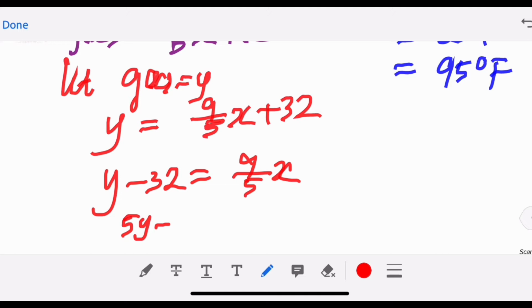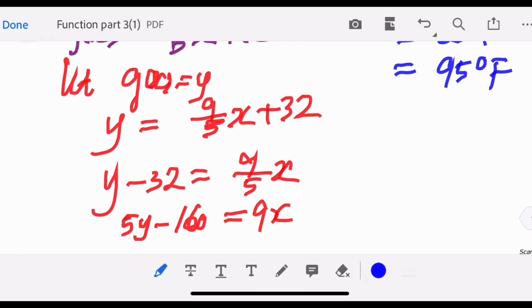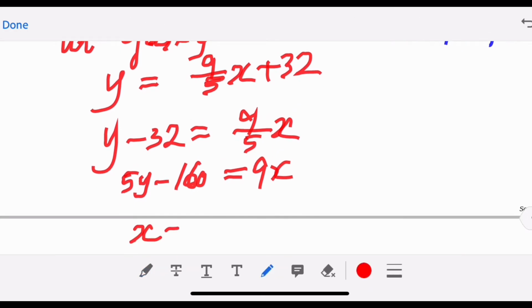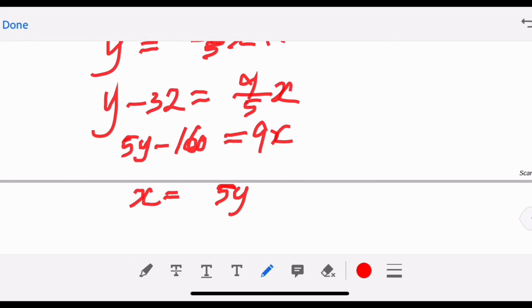Okay, you actually have to simplify to the simplest form. Okay, 5y minus 160, right? Then is equal to 9x. Step by step you do. Okay, so don't give up, because when you know how to apply, then it will be more meaningful when you learn something. Okay, this is your answer.